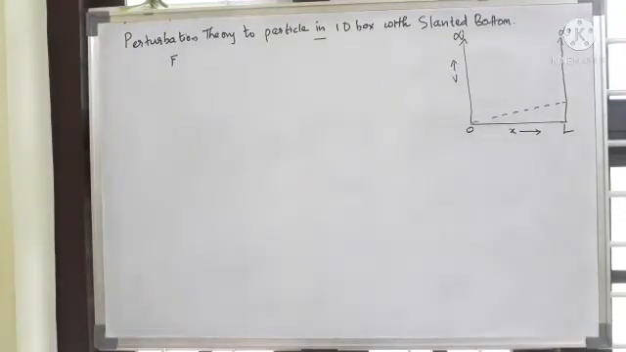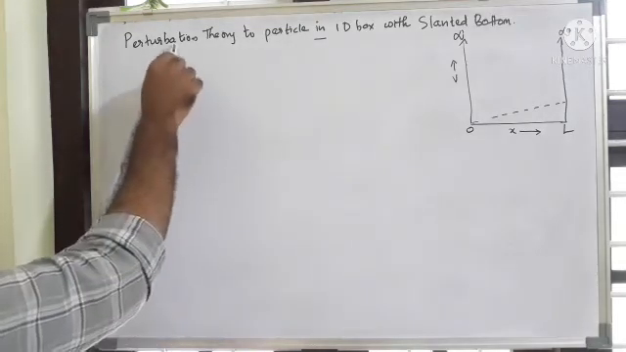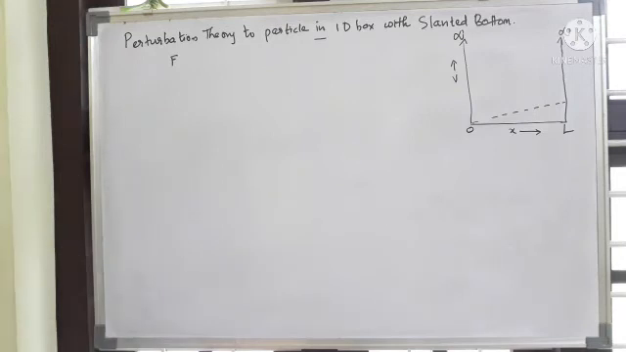Next topic we have to study is the perturbation theory applied to a particle in a one-dimensional box with a slanted bottom. Consider a one-dimensional box of length capital L, and a uniform electric field of strength F is applied to the system. In the absence of an electric field, there is no perturbation in the system.